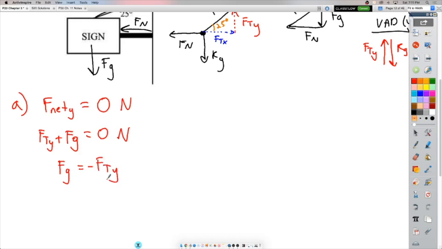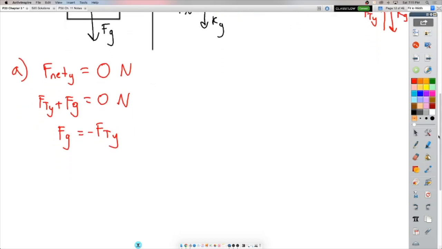Remember, what are we looking for here? We're looking for the max sign weight. Max sign weight is just Fg. So if Fg equals negative FTY, then all we have to do is figure out FTY, and we know the maximum Fg essentially, right? But what is FTY, right? Again, looking here, does this say something that you know to be true, right?